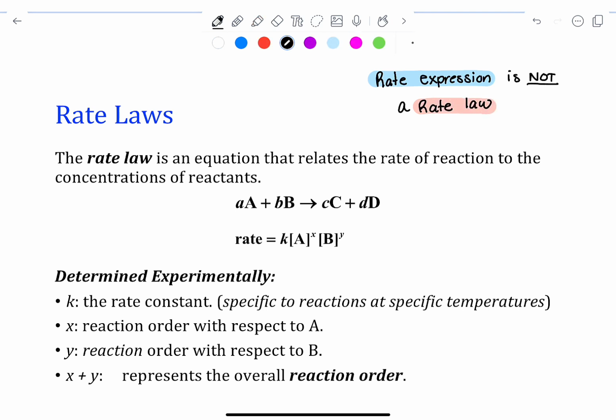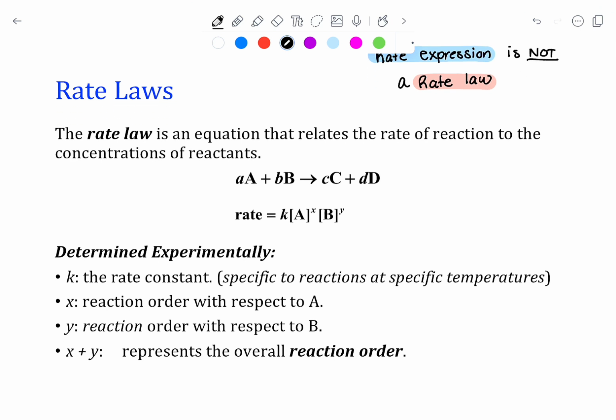We need to be able to keep those terms separate because they have separate meanings and separate applications given the reaction. So let's look at what a rate law is. Again, we have that reaction that we've looked at previously, A plus B goes to C plus D. And our rate law is expressed as the rate is equal to K times the concentration of A raised to the X multiplied by the concentration of B raised to the Y. And specifically, the concentrations are of reactants only.